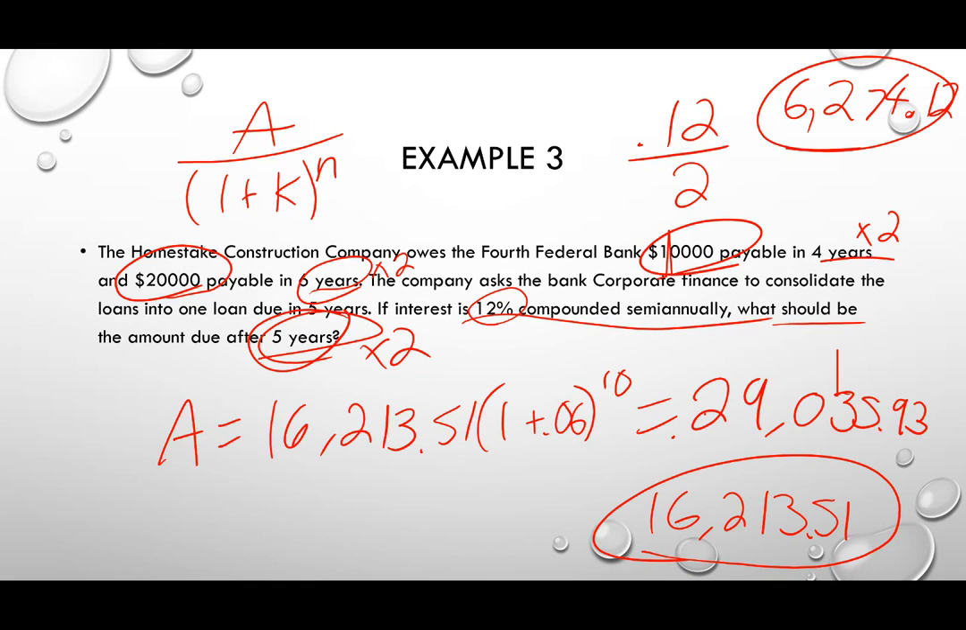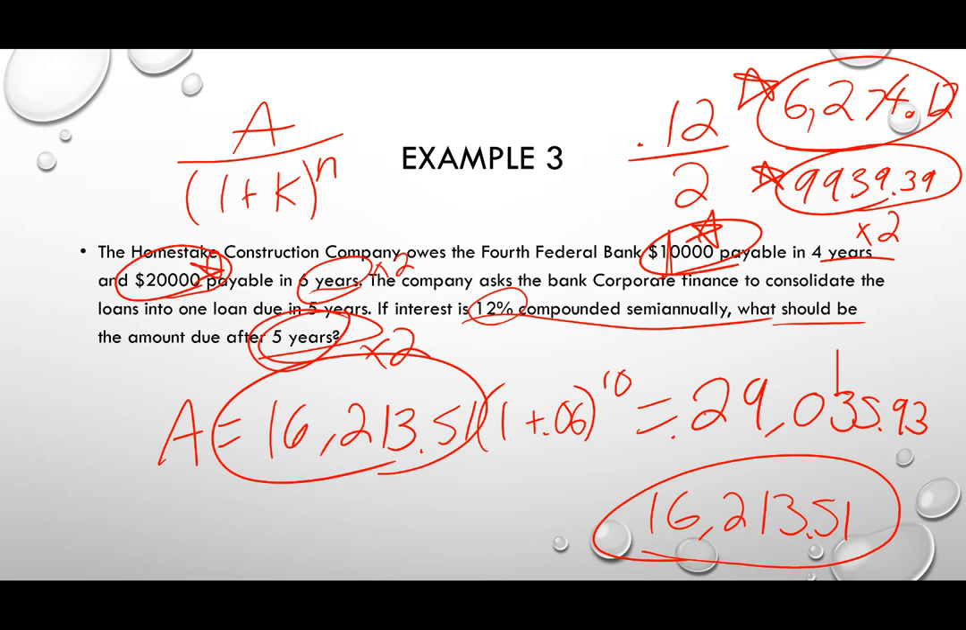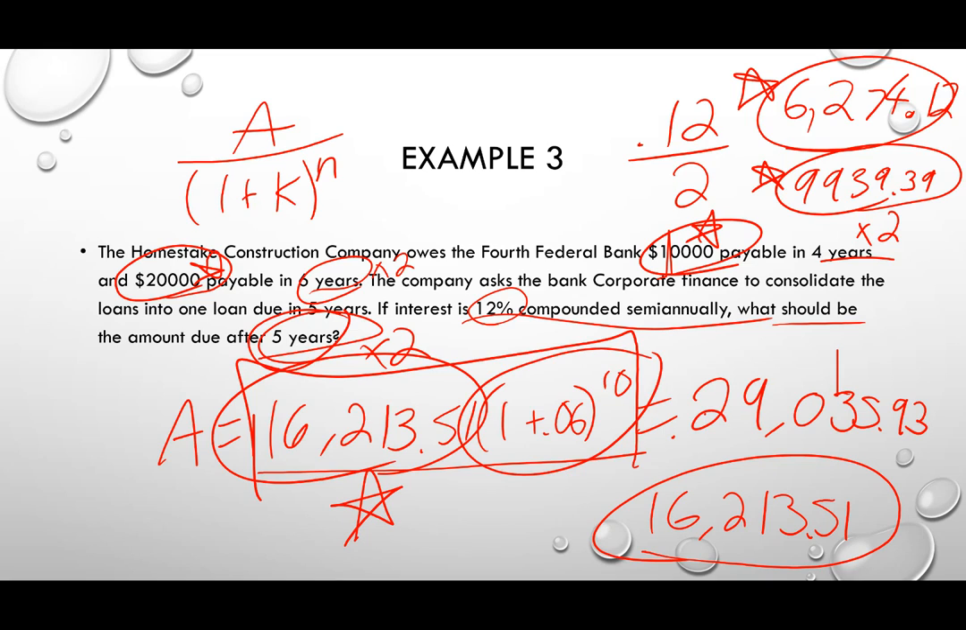That was the 6,274 and the, what was the other one? The 9,939.39. So this is how much we would need for this loan today, and then the 6,274 was how much we need for this loan today. Now, if we needed that much money today, well, if we consolidate it, right, and we change this account to a 5-year account, then we're using our compound interest formula to find that future value. This is how much we need for the loan today, and then this is changing it to, of course, finding its value in 5 years.